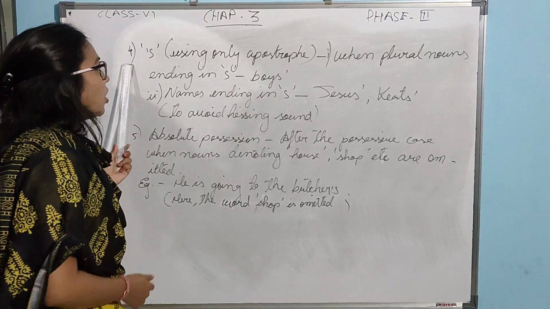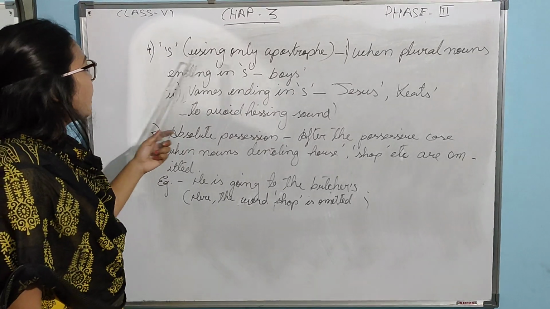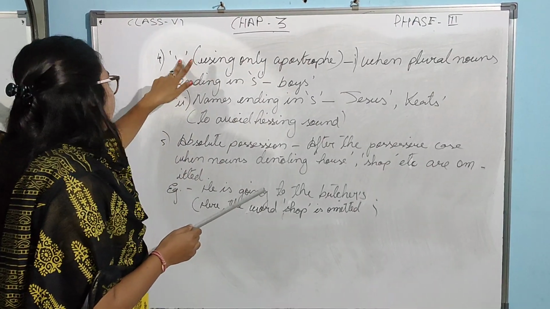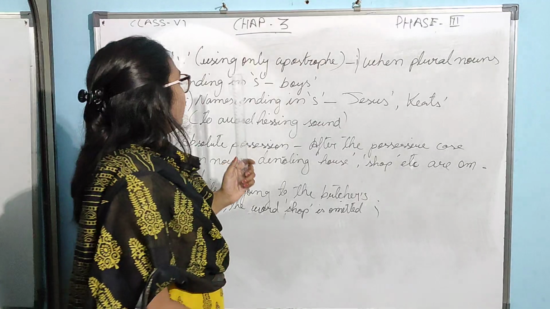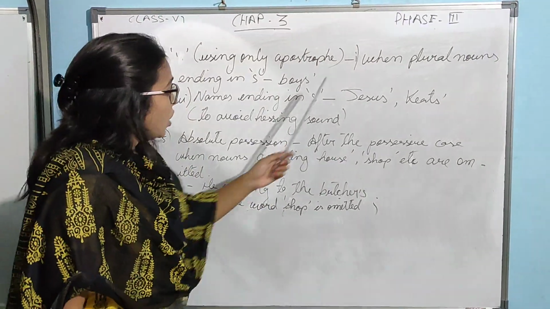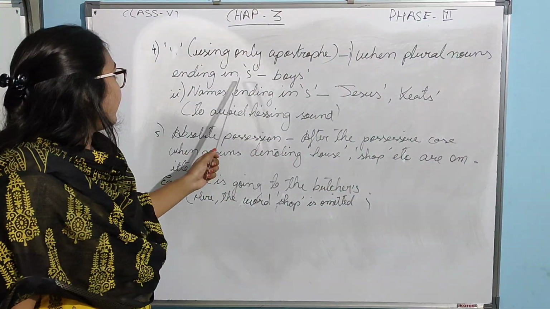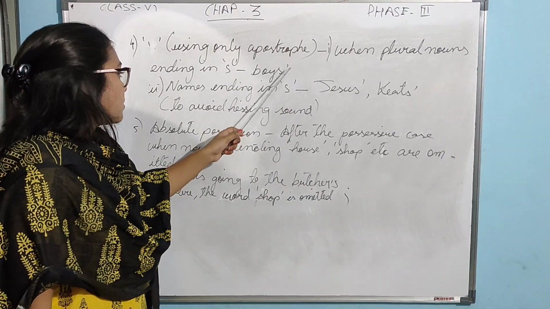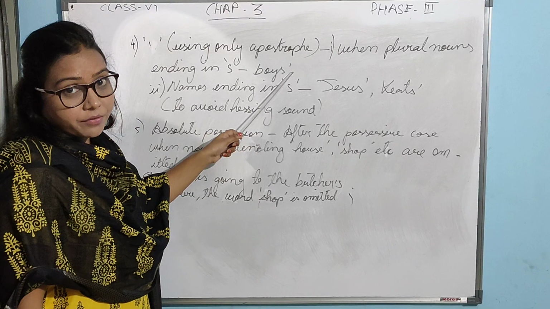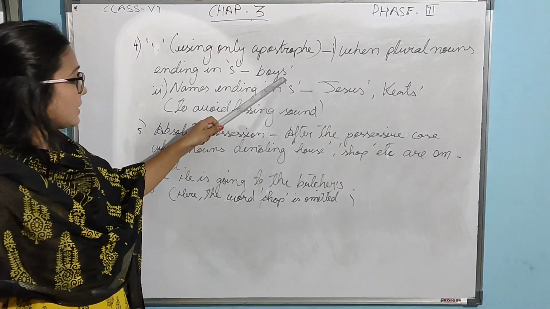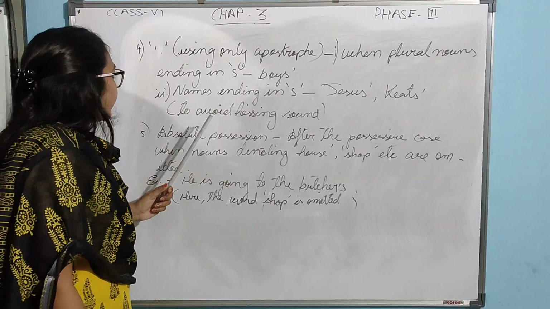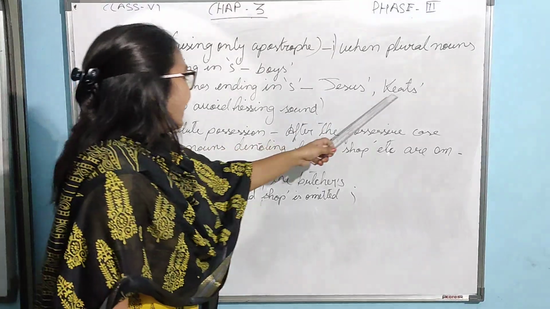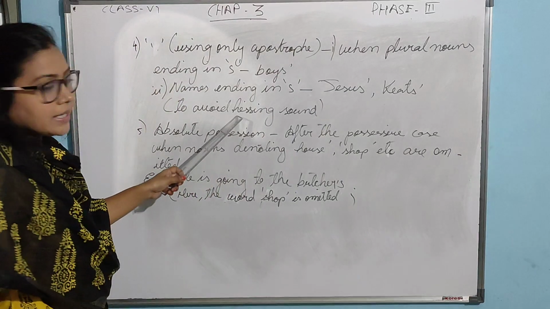Look into the fourth formation. Here we are using only the apostrophe and not the S with it. So when do we use only the apostrophe? When plural nouns end in S, like boys, we don't use apostrophe S. We only use the apostrophe as it is in plural form and ends in S. The second point is names ending in S, like Jesus and Moses, to avoid the hissing sound.